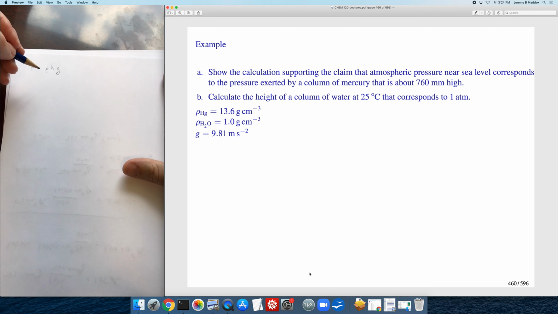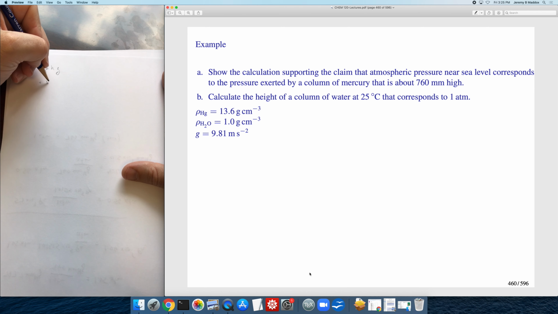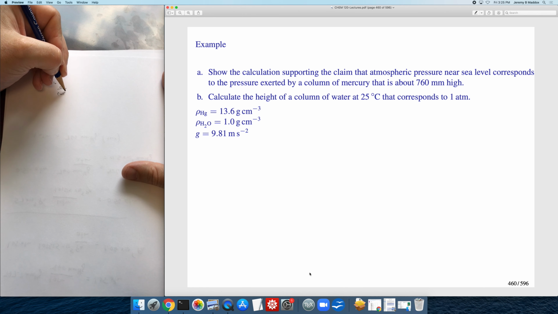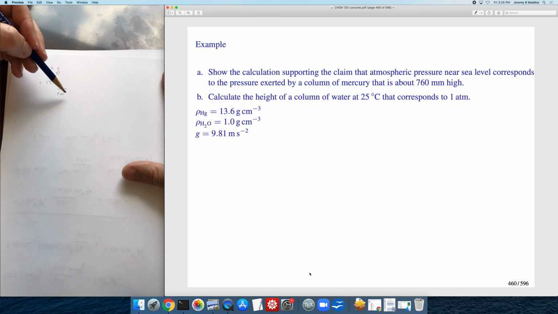So let's calculate the pressure for a column of mercury. They give us the density of mercury here. It's 13.6 grams per cubic centimeter. The work that we have to do is convert everything to SI units. So I'm going to be substituting in for the density, this rho, 13.6 grams per cubic centimeter. And I want to convert this to SI units with no prefixes.